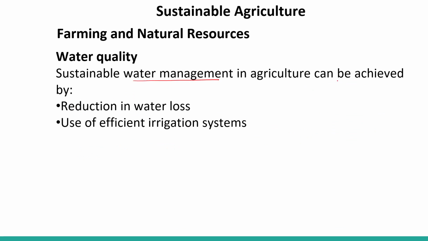Sustainable water management in the agriculture can be achieved by reduction in water loss. Use water for the agriculture, but there should not be water loss. Use of efficient irrigation system. So according to the water availability, we must opt for the irrigation system. If we are planning for agriculture in the arid region where the water availability is very less, then we can go for the sprinkler method or drop by drop irrigation method. So there are so many methods that we can use to save our water.